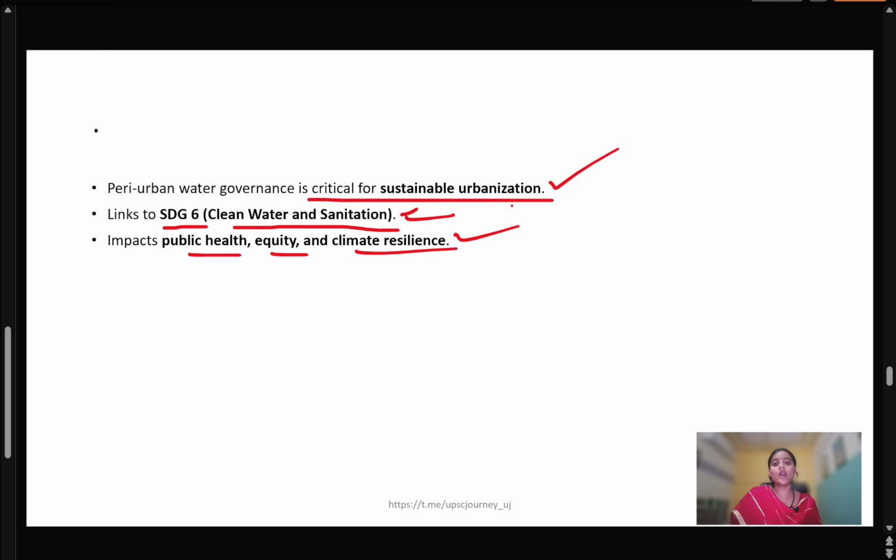So these are going to have an impact, because by doing this, we're going to provide better public health. We're going to have more equity between both rural and urban areas as well as in peri-urban areas, and we're going to be more climate resilient.